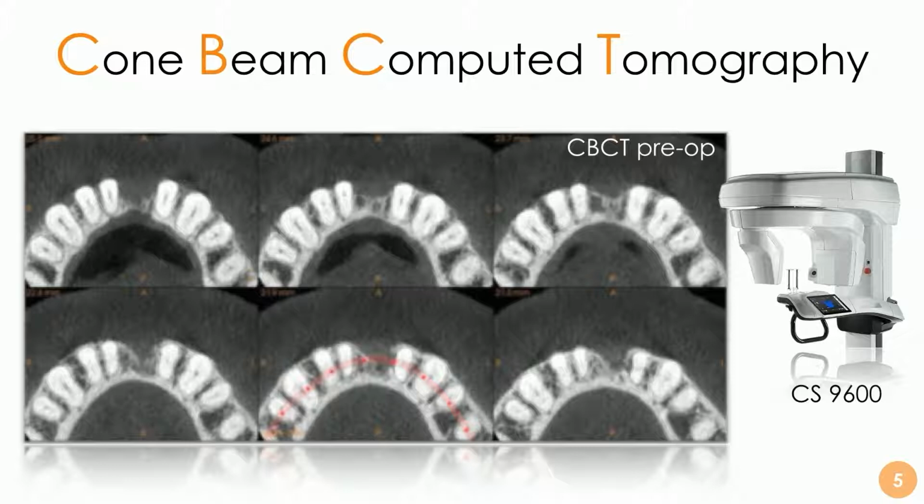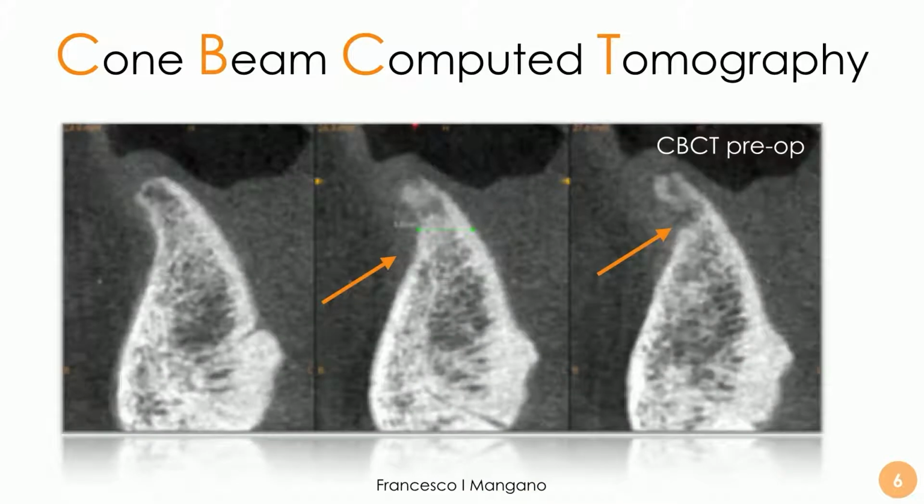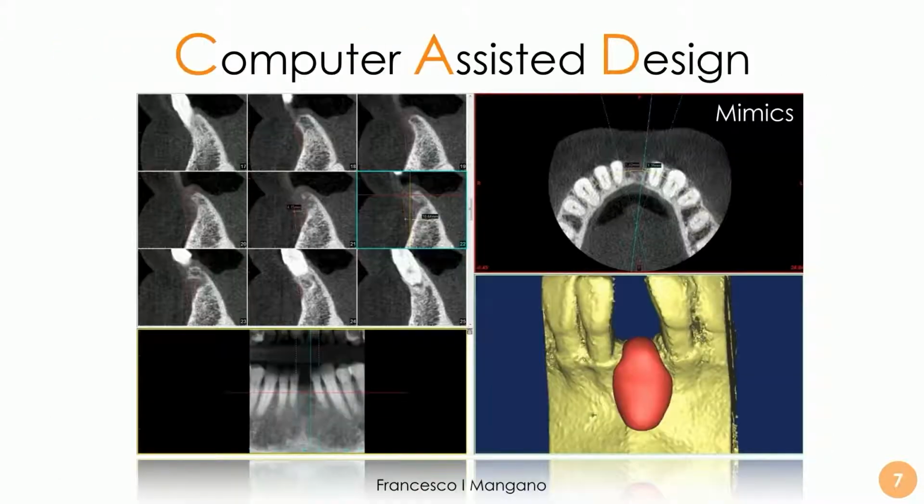We start from a valid CBCT, a CS9600 from Carestream Dental. We can immediately highlight the defect, the anatomy of the defect and the problem. We would like to have a horizontal augmentation because this is the case. And let's see how it works.